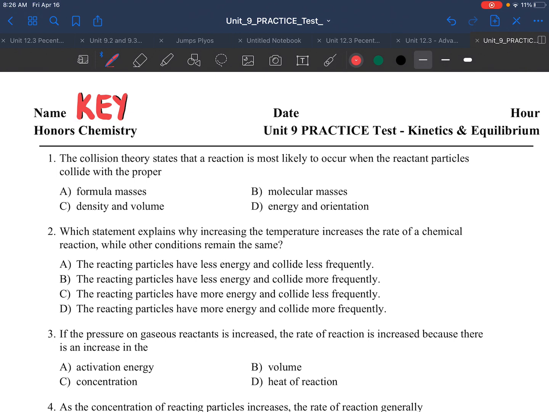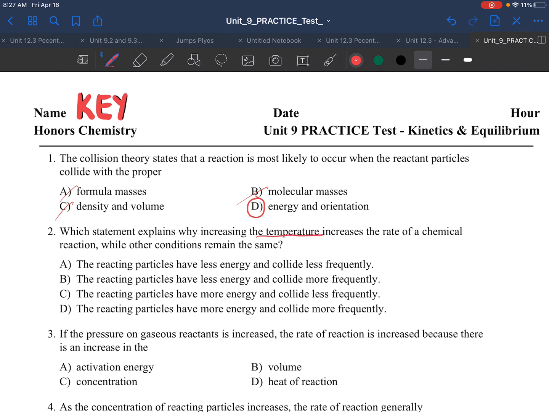So the first one is talking about collision theory. We need to know, what does it take to have effective collisions? It doesn't have to do with their masses or density. We talked about how you have to have the right amount of energy and be at the right orientation.